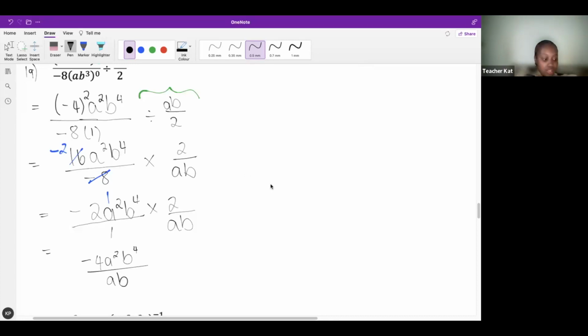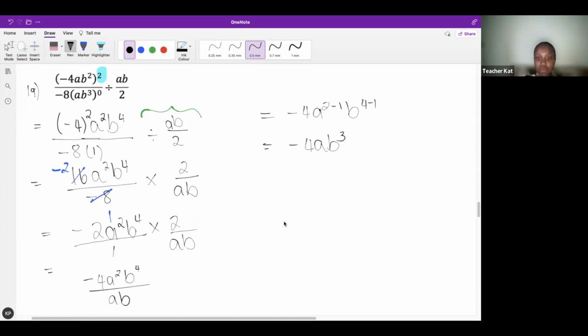Yes, we can simplify the exponents. So that is equal to negative 4. We are dividing, so what are we going to do with my exponents? Subtract. So it's going to be a to the power of 2 minus 1 and b to the power of 4 minus 1. So for my final answer, it is negative 4ab to the power of, it is a to the power of 1, but b to the power of 4 minus 1, which is 3. Nice, guys. Pretty interesting one.